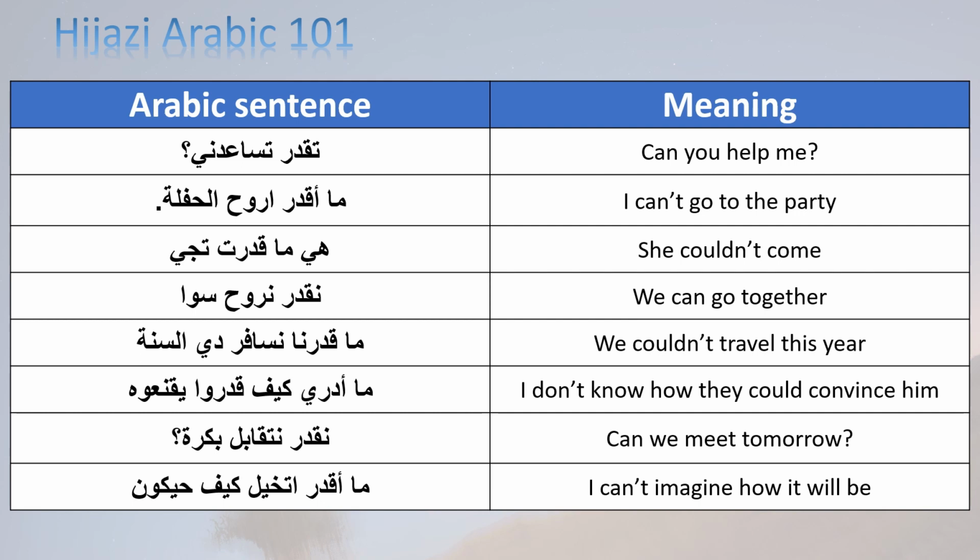ما أقدر أتخيل كيف حيكون. I can't imagine how it will be. أتخيل is I imagine, كيف is how, حيكون is it will be.